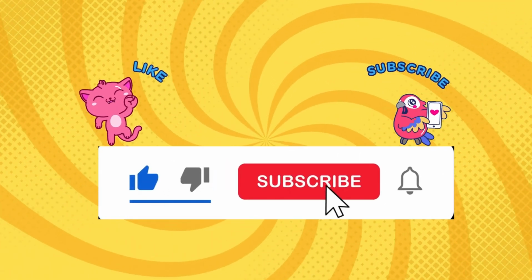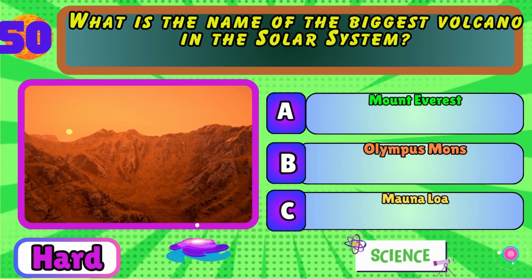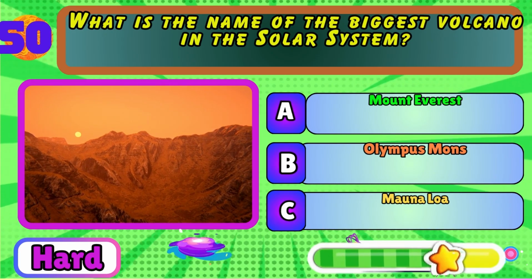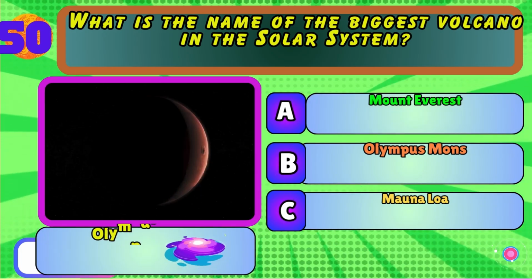Ready? Let's begin. What is the name of the biggest volcano in the solar system? Mount Everest, Olympus Mons, or Mauna Loa? Olympus Mons.